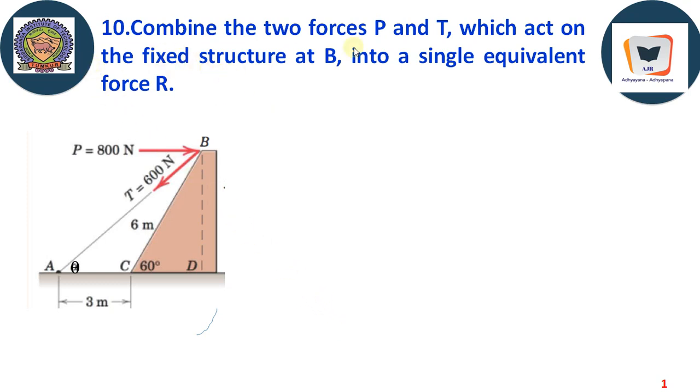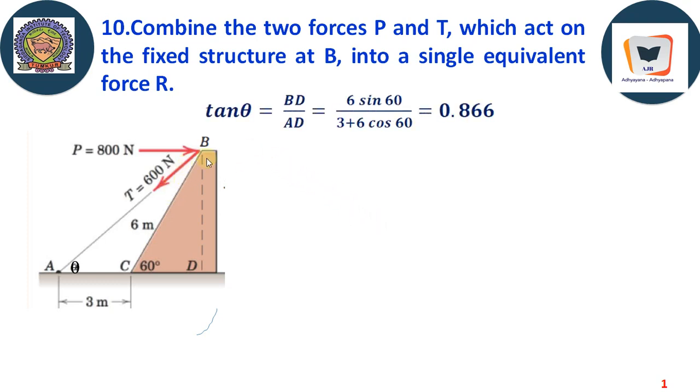of the spike. Combine the two forces P and T acting on this particular dam cross section. It's a dam cross section. Two forces P and T, which act on the fixed structure at B. So this is P, this is T, into a single equivalent force R. Single equivalent force means that is none other than the resultant.